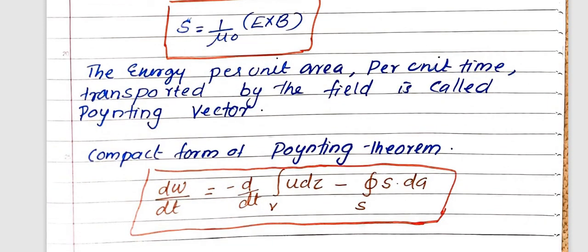So in compact form, the Poynting theorem can be written as dw by dt equal to minus d by dt of integral u d tau minus the closed surface integral S dot dA, where S is the Poynting vector given by 1 by mu 0 E cross B.